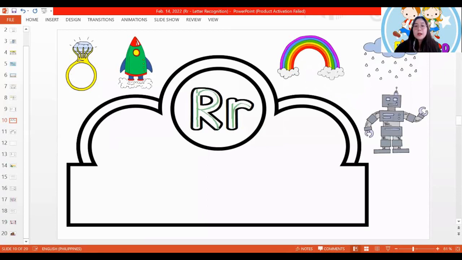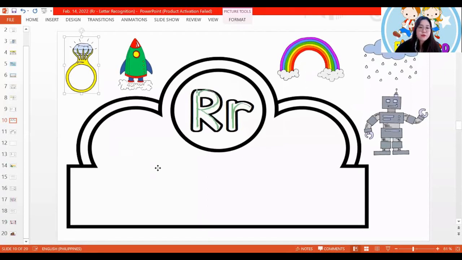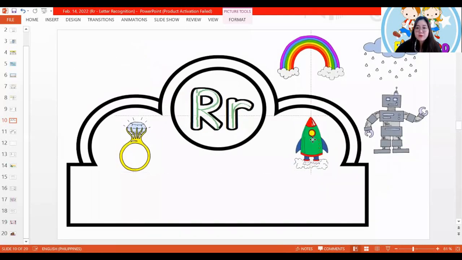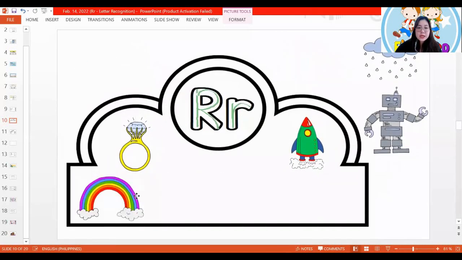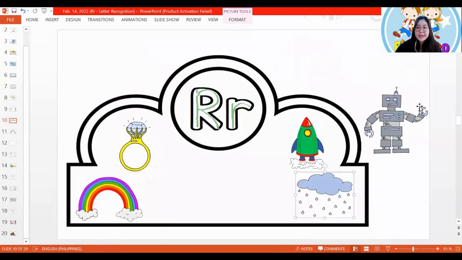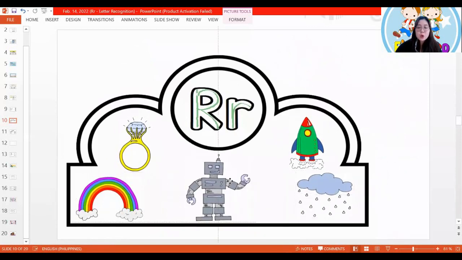Let's paste the picture of our ring, the picture of the rocket, then we have the rainbow, rain, and lastly, robot. All of these pictures begin with what letter? The letter R. Very good.